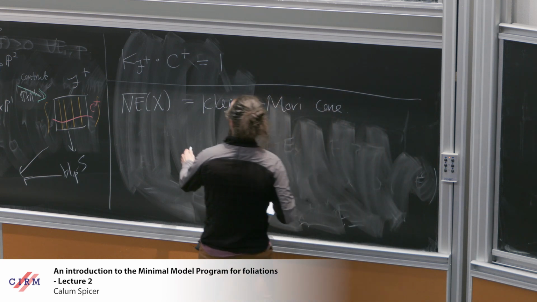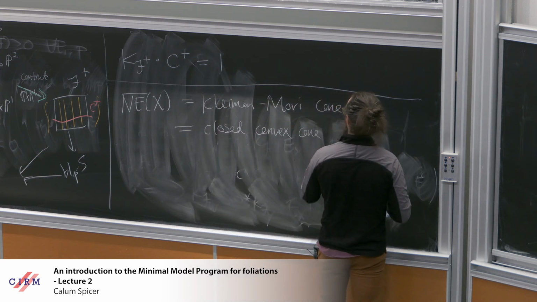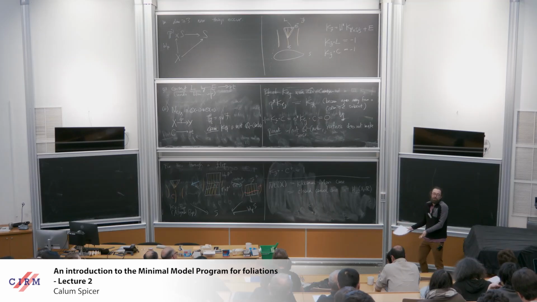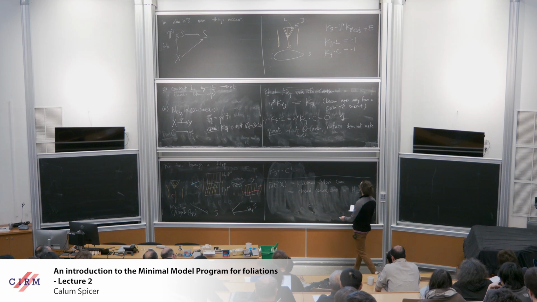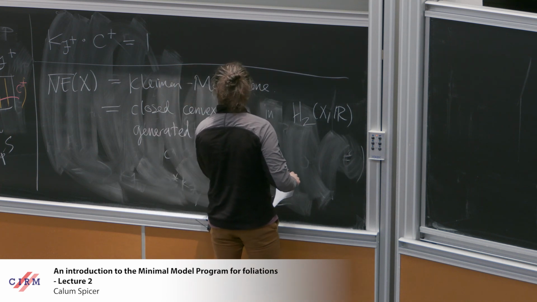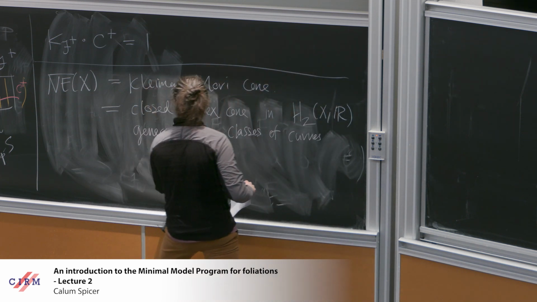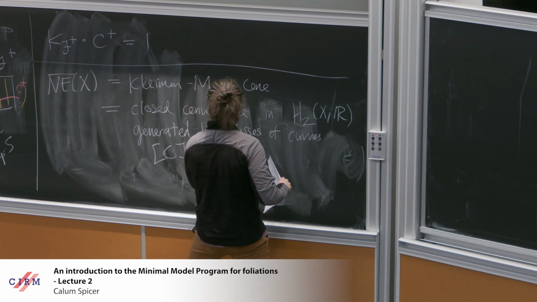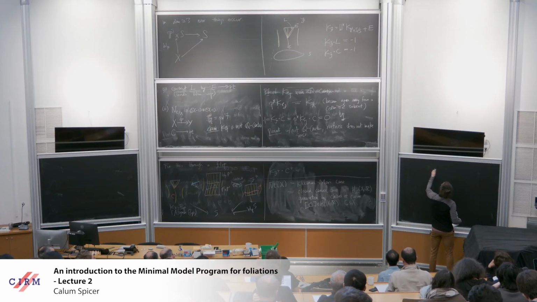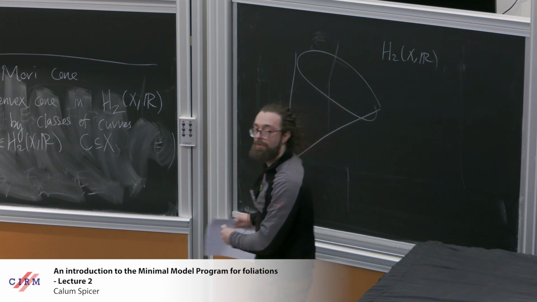namely this. So this is the closed convex cone in H2(X,R). So if X is smooth, it's H2(X,R). Otherwise, you work in Néron-Severi. But if X is smooth, just to be concrete about things, it's the closed convex cone in H2(X,R) generated by the classes of curves C in H2(X,R), where C is a curve inside X. So maybe just to emphasize, if this is H2(X,R), the Kleiman-Mori cone is just some cone inside this high-dimensional vector space.